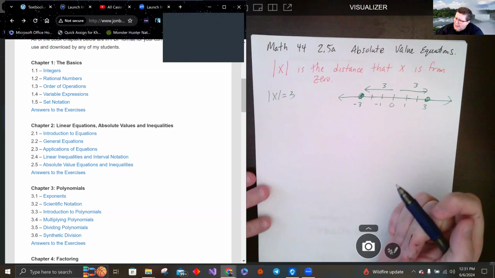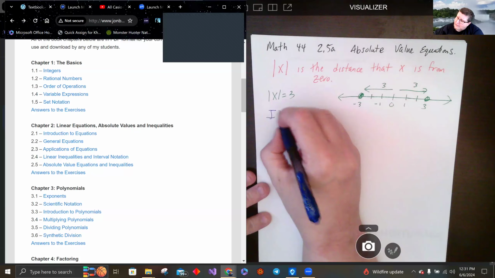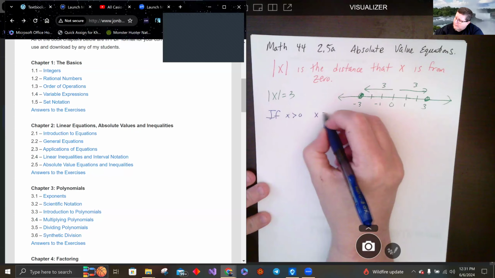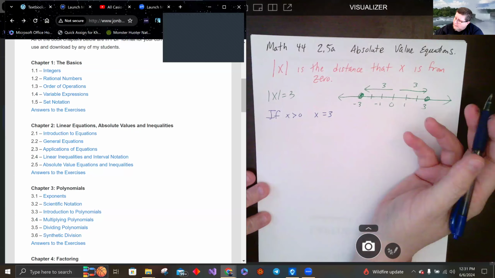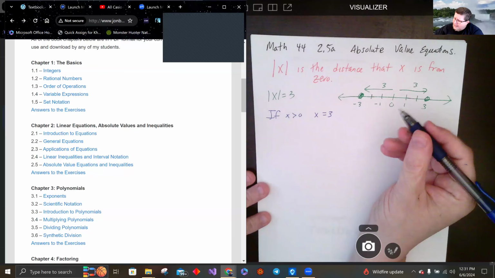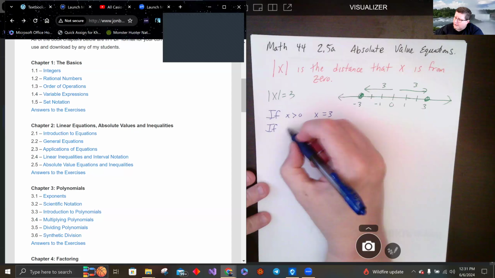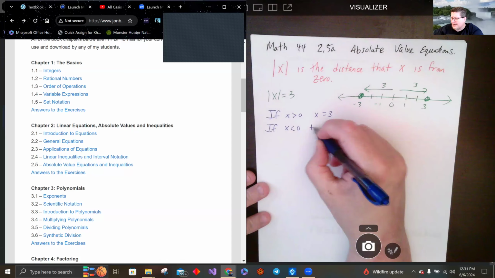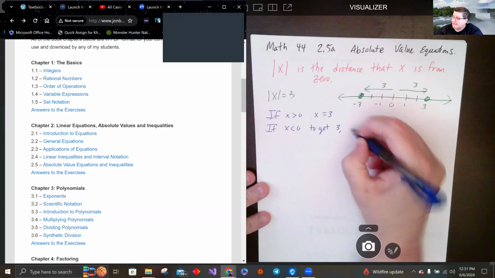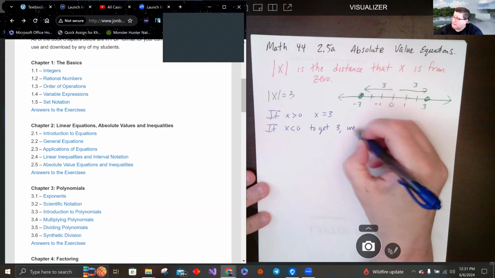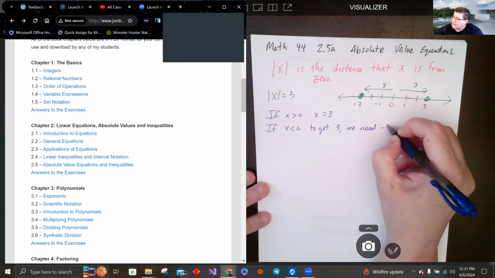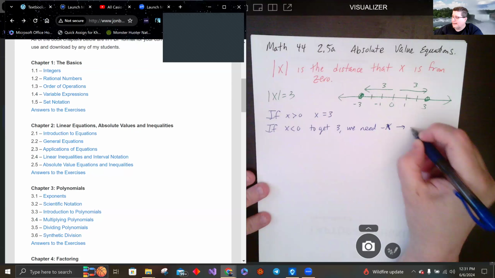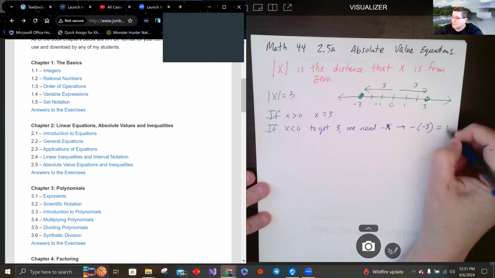So if x is positive, then x is 3. And if x is less than 0, to get 3, we actually need -x. Because negative of -3 would give me the +3 as well.